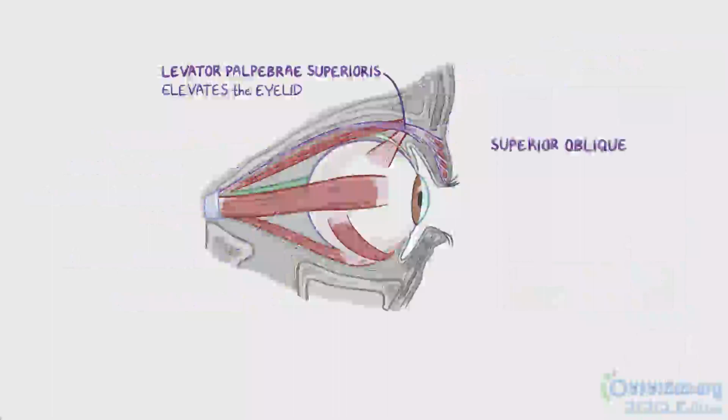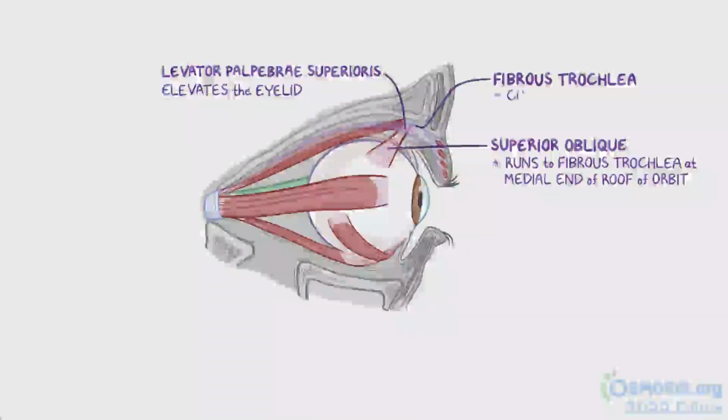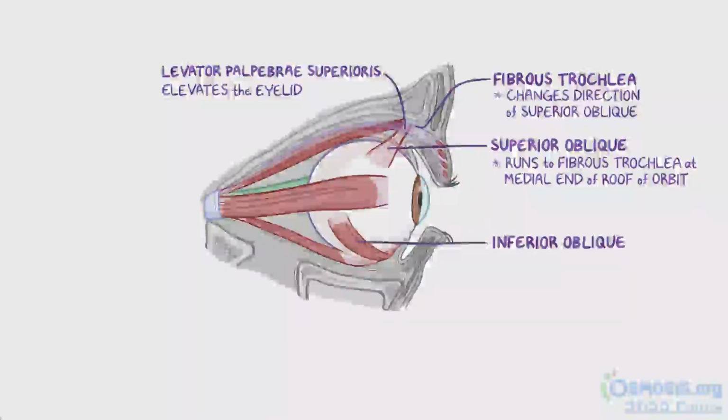The superior oblique originates medially to the levator palpebrae superioris and runs forward to the fibrous trochlea at the medial end of the roof of the orbit. There, the muscle passes through the trochlea, which forms a fibrous sling for the superior oblique, and drastically changes direction to run posterolaterally to insert beneath the superior rectus. The inferior oblique is the only muscle that originates anteriorly on the floor of the orbit and runs posterolaterally to insert in the lateral part of the sclera, posterior to the center of the eyeball and right beneath the lateral rectus.